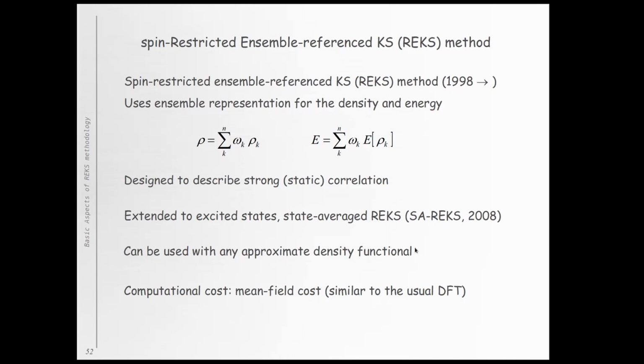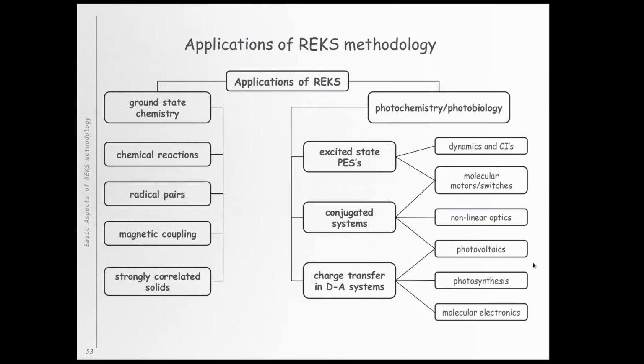And it has a relatively low computational cost, mean field cost, maybe a factor of 2 slower than the usual DFT calculation. But on the upside, it can describe the strong non-dynamic correlation, which the standard Kohn-Sham DFT cannot. I will briefly describe some applications of the method.